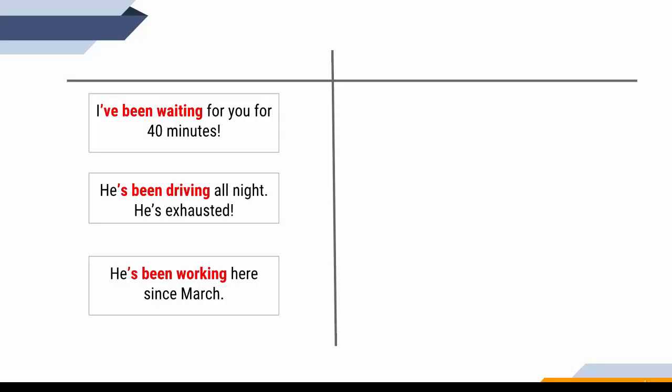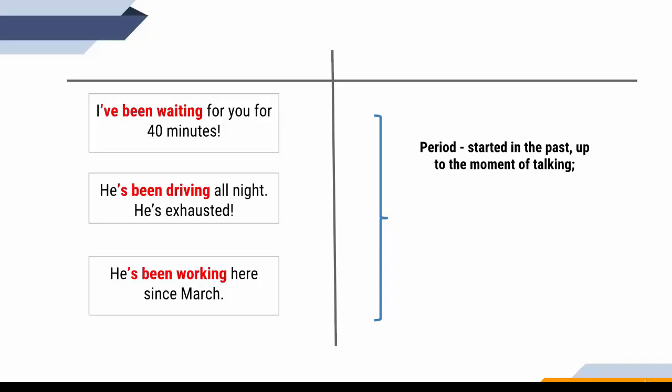I've been waiting for you for 20 minutes. I've been waiting for you for 40 minutes. He's been driving all night. He's exhausted now. Okay, the first thing that you need to remember about present perfect continuous is that it refers to a period which started in the past and which is continuing up to the moment of speaking. This is important: a period started in the past, continuing up to the moment of speaking.